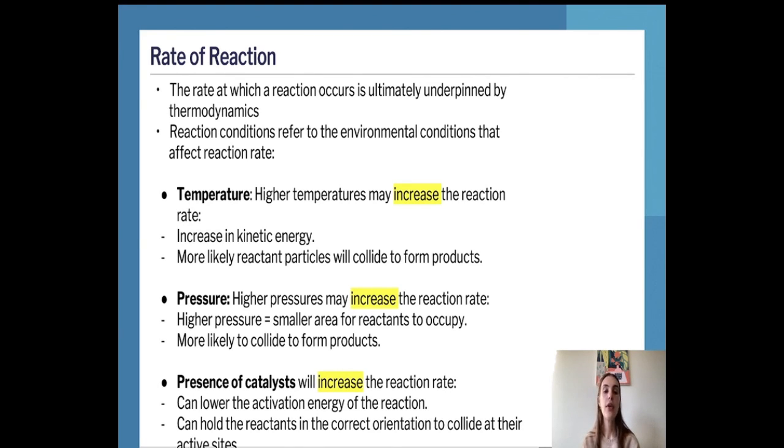It can also hold the reactants in the correct orientation so that they will collide at their active sites, resulting in a functional product being produced. And that's because the molecules can collide at or above the activation energy and still not form products if they haven't collided in the right orientation. So having a catalyst which holds them in the right orientation ensures that when they do collide at that activation energy, they will definitely go on to form a product.